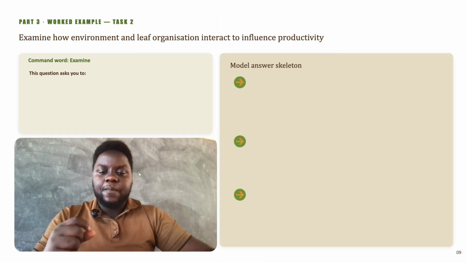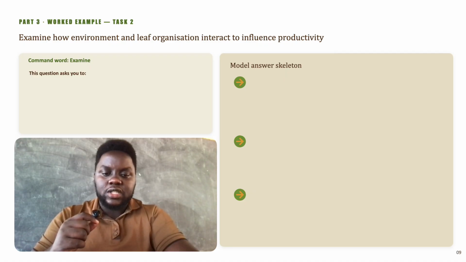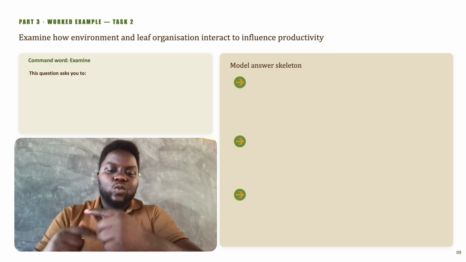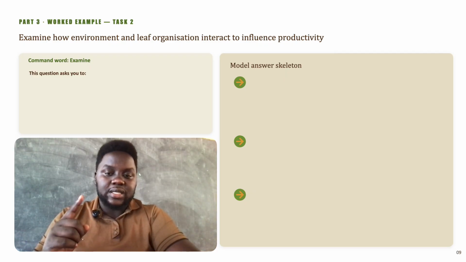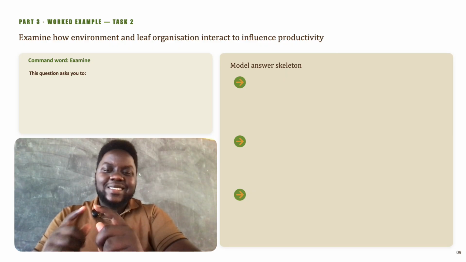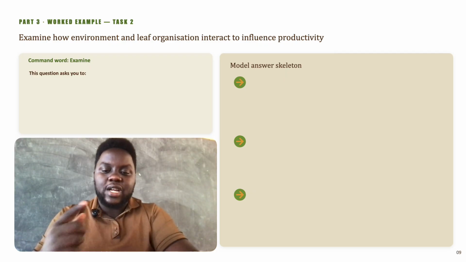This question is saying, examine, and notice the question has also shifted focus. We are no longer just explaining the temperature collapse. We are examining how environment and leaf organization interact. That word interact is very important in this case. So our question is saying, examine how environment and leaf organization interact to influence productivity.